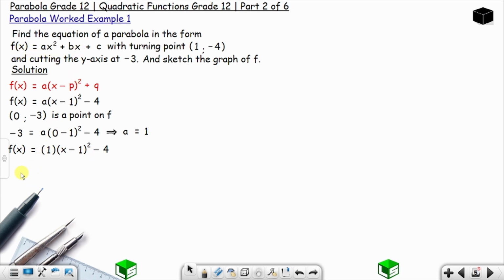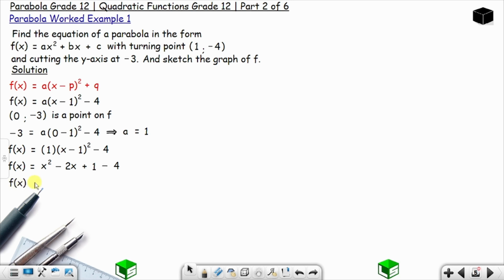So f(x) is equal to, you have 1 times this, so it doesn't change. Okay, so you have x squared, right? And then you have x times negative 1. This is negative x, and then you multiply by 2, which is negative 2x. And this negative 1 squared, it's plus 1, right? And you have minus 4 there. Okay, I hope you can see that.